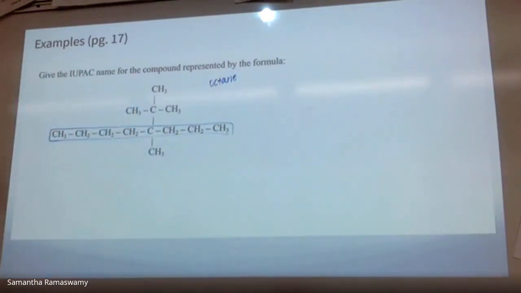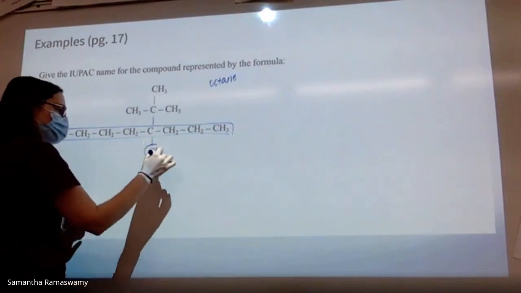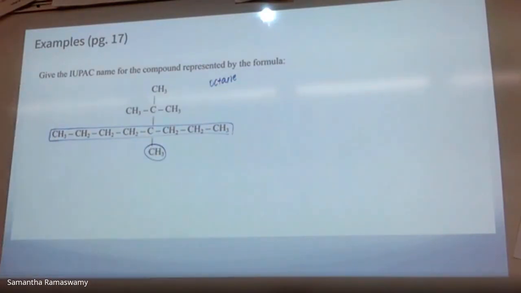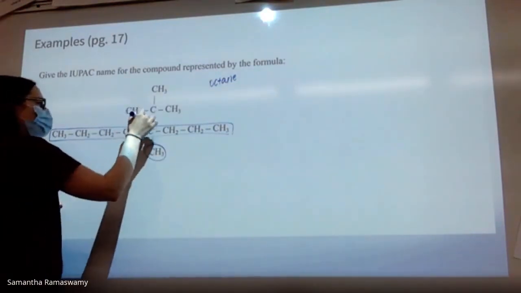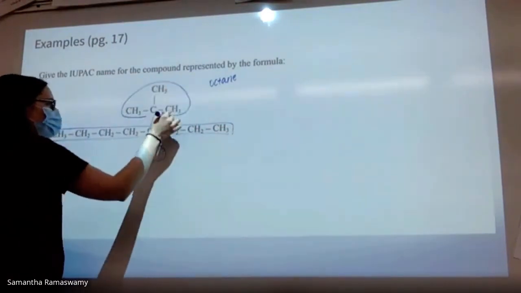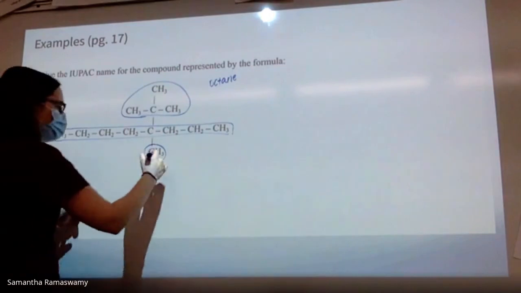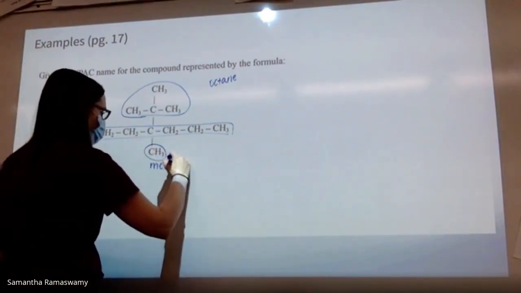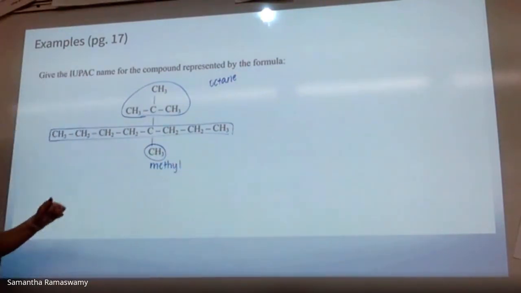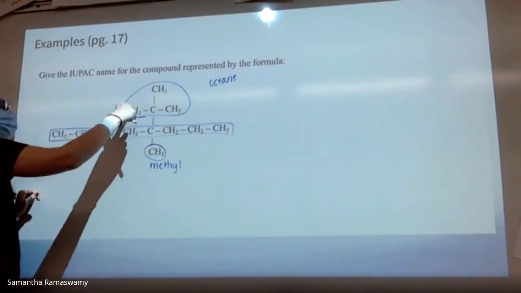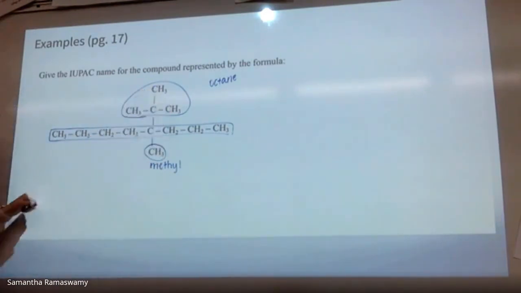Now we have 2 substituents. Here's one of the groups that's attached to a carbon. Here's the other group that's attached to a carbon. We've seen CH3 a few times now. We know that's a methyl group. This one's a little bit different. This has 4 carbons, so we know that it's going to be some sort of butyl group.